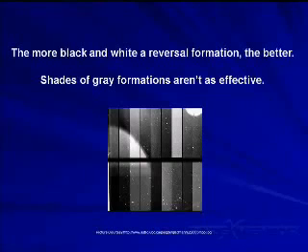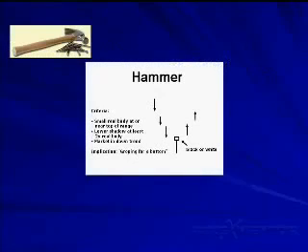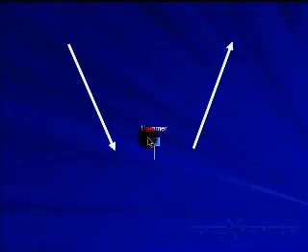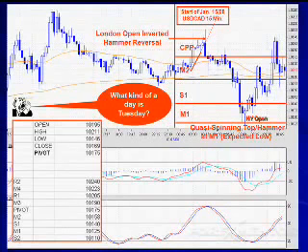The more black and white a candle pattern is, the more effective it is. What I mean by that is when a hammer looks like a hammer, then it will be more effective as a reversal formation. This is what a hammer looks like, a hammer candle formation. Price goes down, the hammer forms, and then price reverses. Let's have a look at a practical example of a hammer.